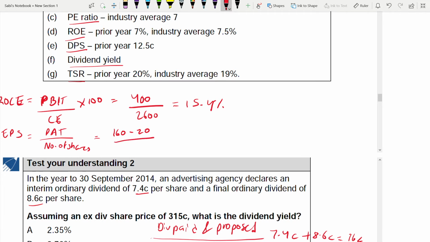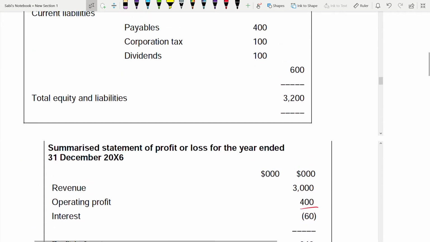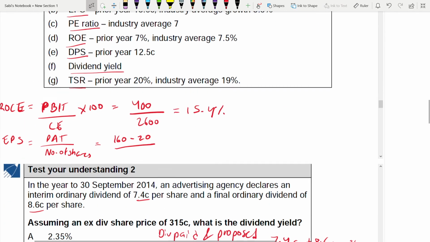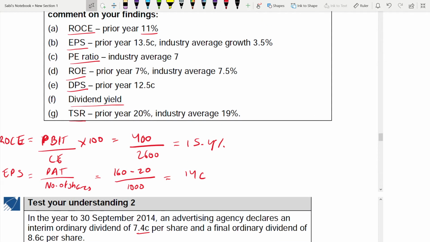Divide by number of shares. What is the number of shares? Go up and check. It is 1000 shares at $1 each, so it's 1000 only. So the answer you will get, remember EPS is in cents, so it is 14C. If you get 0.14, that is in dollars, you have to convert it into cents, 14 cents. And if you see the EPS, prior year it was 13.5, this year it is 14 cents.